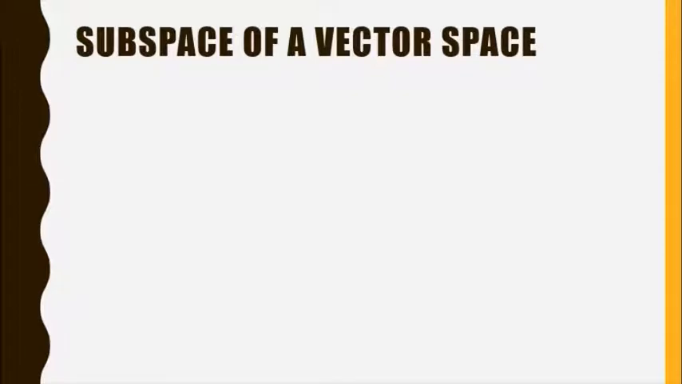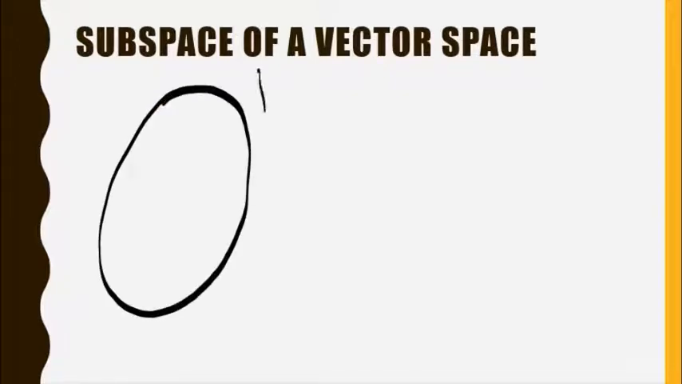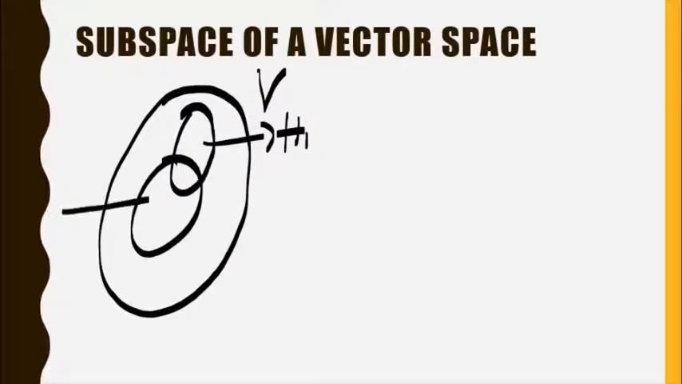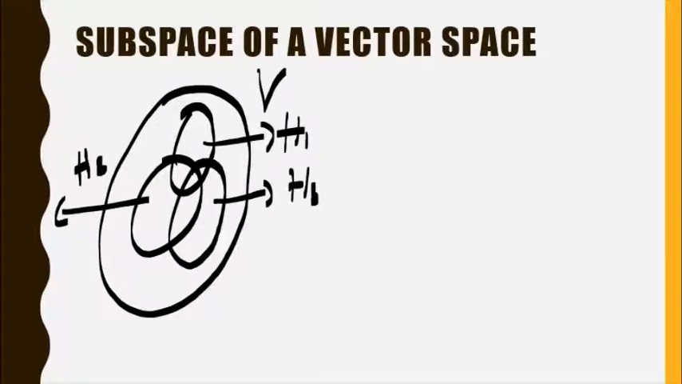For this, let me take a vector space like this as a set, because every vector space is a set first. Then suppose it has a subset H1 and it has another subset also H2 and it has another subset H3. So if it has like this many subsets, then are all these subsets form subspaces for this vector space V? Need not be. For this, let us recollect.